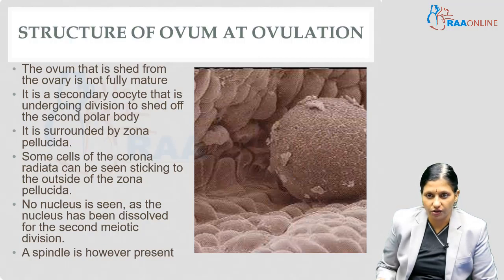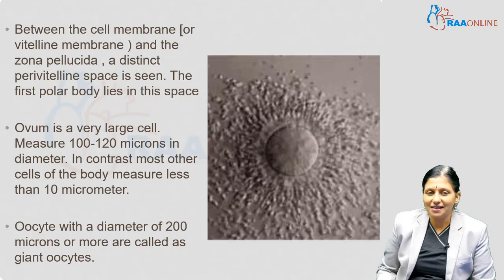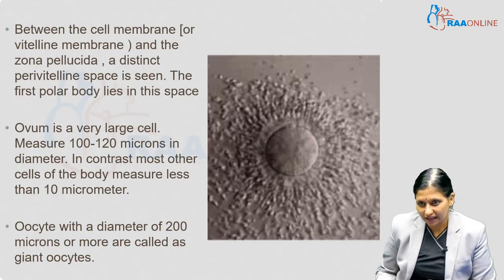of the zona pellucida, and no nucleus is seen under the microscope in this, as the nucleus has been dissolved for the second meiotic division at the time of ovulation, and a spindle is however present. Between the cell membrane or the vitelline membrane and the zona pellucida, a distinct perivitelline space is seen, and the first polar body lies in this perivitelline space between the zona pellucida and the oolemma.